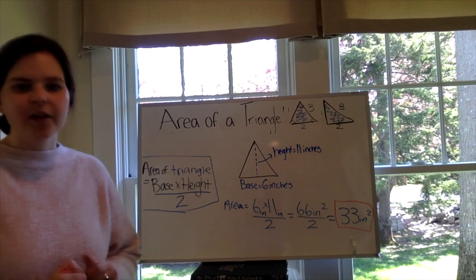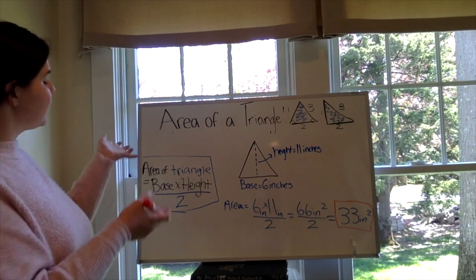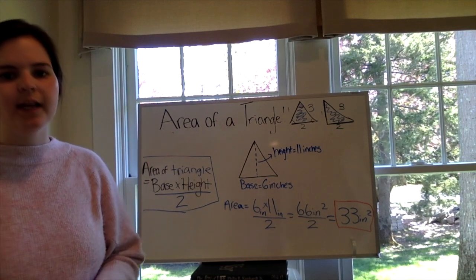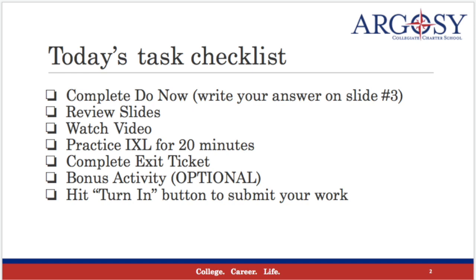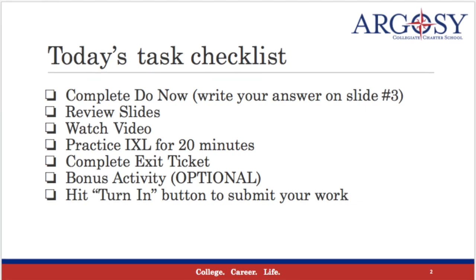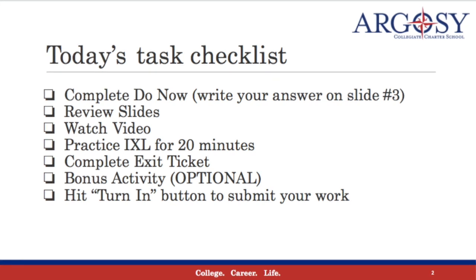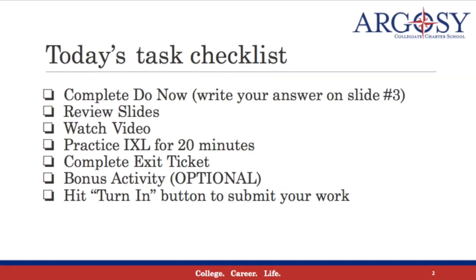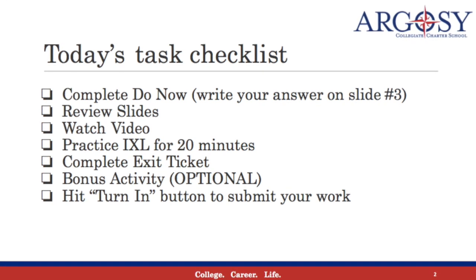Awesome. Okay, so we have finished our lesson on areas of a triangle, and now you're going to complete your task for the day. So for today's task, you are going to need to complete these things on the checklist. So you're going to first need to complete the do now, and then you're going to need to review these slides. The next part of it is to watch this video, so if you've already done that, check. And then you're going to need to complete 20 minutes of iExcel work.